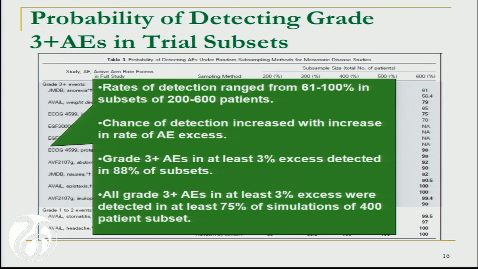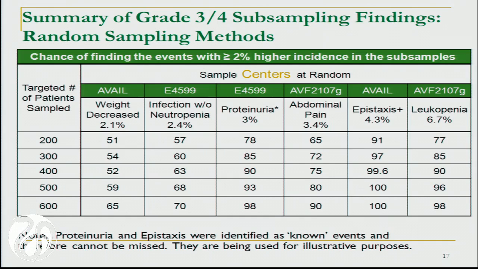For grade 3 plus AEs that occurred in at least 3% excess in the treatment arm, those were detected in 88% of all the subsets we looked at, regardless of size of the subset. And grade 3 plus AEs that occurred in at least 3% excess were detected in at least 75% of the simulations of a 400-patient subset. We're beginning to hone in on subsets of about 400 as probably an adequate sample size to detect most of the higher grade AEs that were likely to be clinically important.